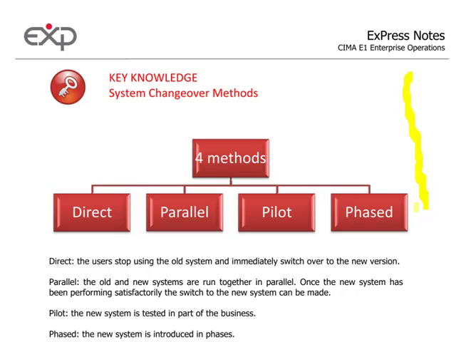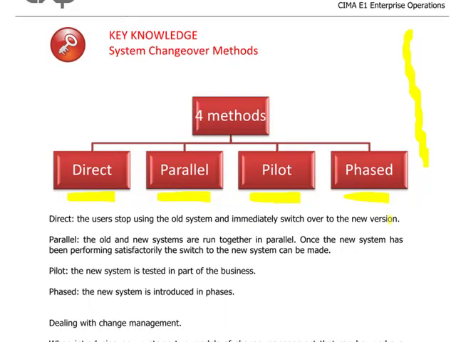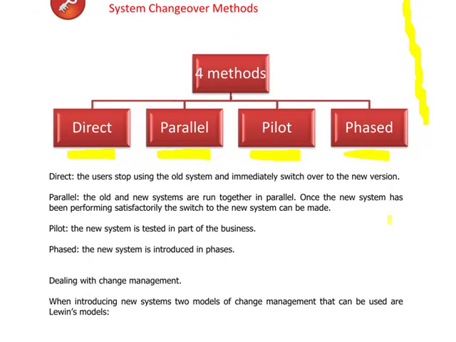First of all, within system changeover methods, there are four main methods: direct, parallel, pilot and phased. And just to go through these in a bit more detail. First of all, direct. As the name suggests, it's a direct changeover, a direct switch. The users simply stop using the old system and switch over immediately to the new version. Now this can be useful when the system has fully been tested out already, and maybe it's not a business critical system as well, so we just switch over directly.